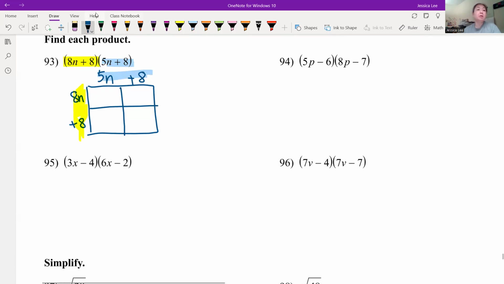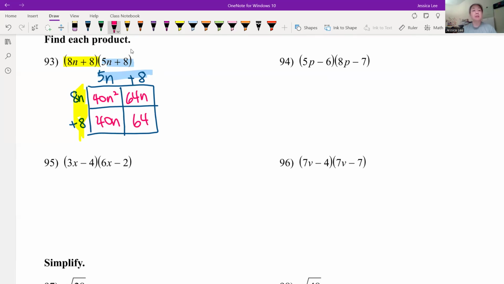All right, so now all we're going to do is just multiply. Here we're finding the area. It's just literally length times width. All right, so 8n times 5n is going to be 40n squared. Since we have 2 n's that we're multiplying, it would be n squared. And I'm just going to go across. So 8n times 8 is going to be 64n. We only have one n this time because there's no n here, right, for the 8. 5 times 8n is going to be 40n. And 8 times 8 is going to be 64.